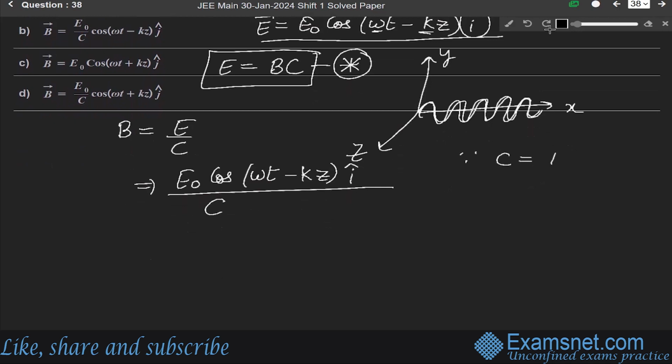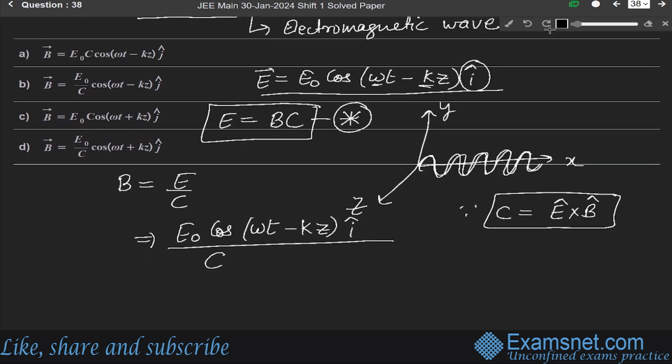So the direction of propagation is E cross B. Students, if the electric vector is in the i direction, meaning the x direction, then the magnetic field will be in the y direction, so it will be j cap. If the electric field is in the x direction, the magnetic field will be in the y direction. So this xy space is called the plane of oscillation.